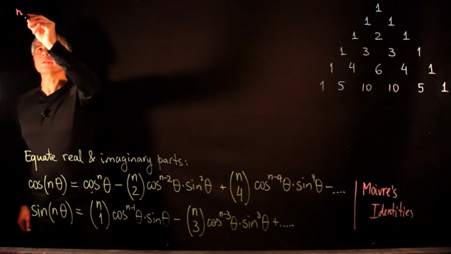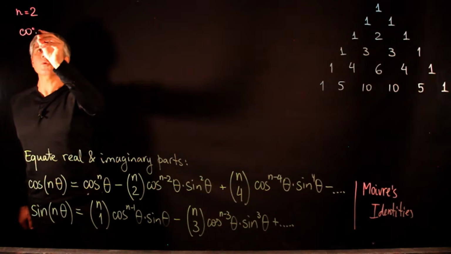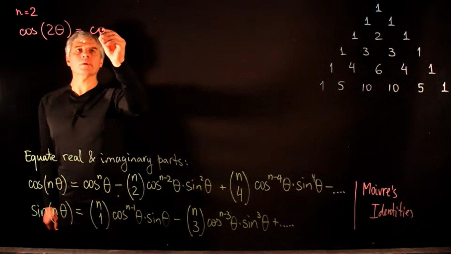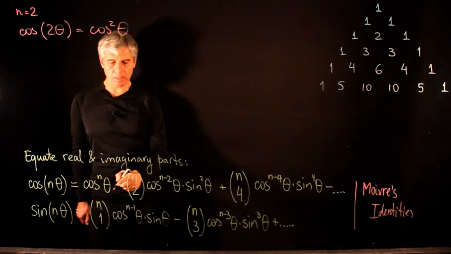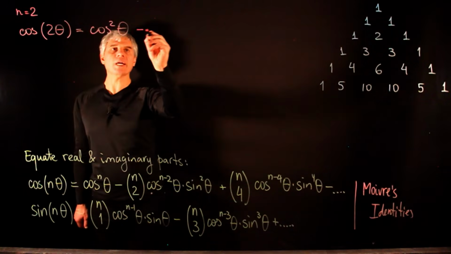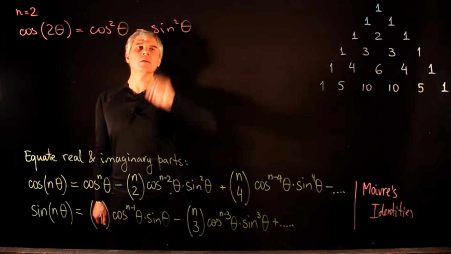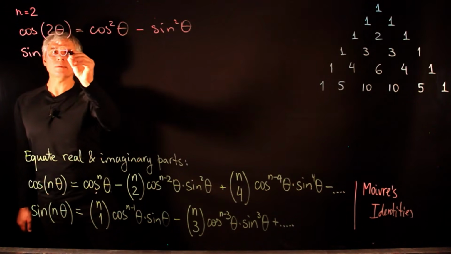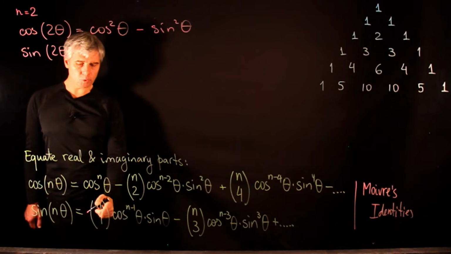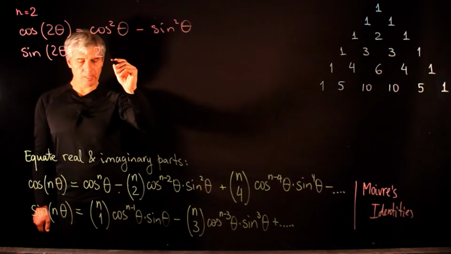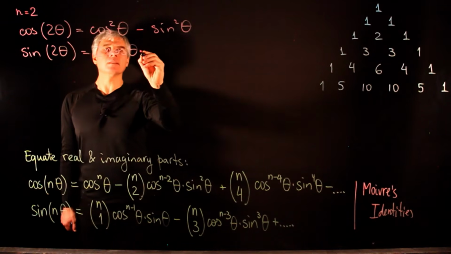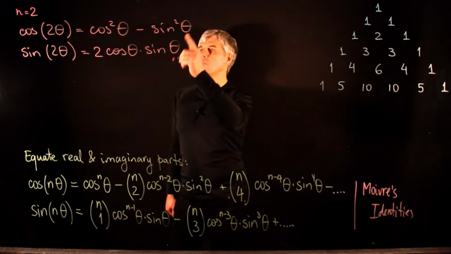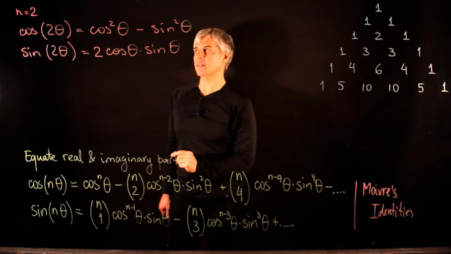As examples, if we take n equals 2, then we get the formula for cos of 2 theta. So this will be cos squared theta, and then minus, 2 choose 2 is 1, so minus sine squared theta. And this formula will stop here. And sine of 2 theta is, n choose 1, 2 choose 1 is 2, so we'll have 2 cos theta times sine theta. And so these are two well-known formulas for sine and cos of a double angle.